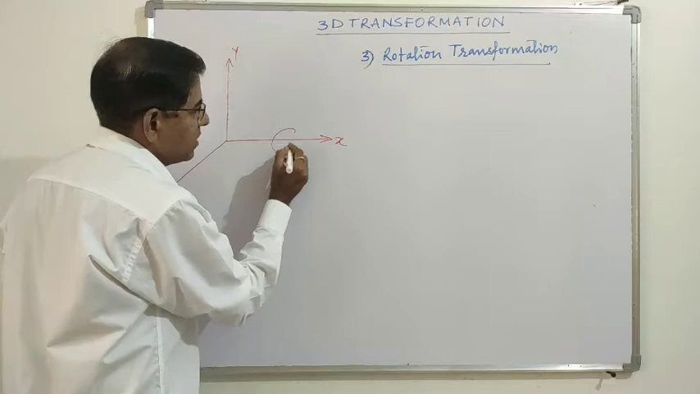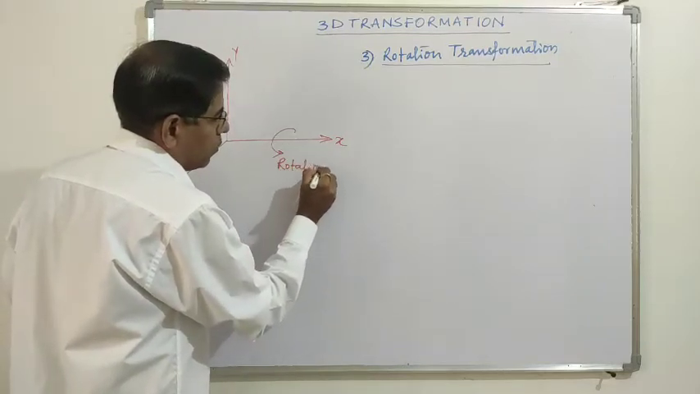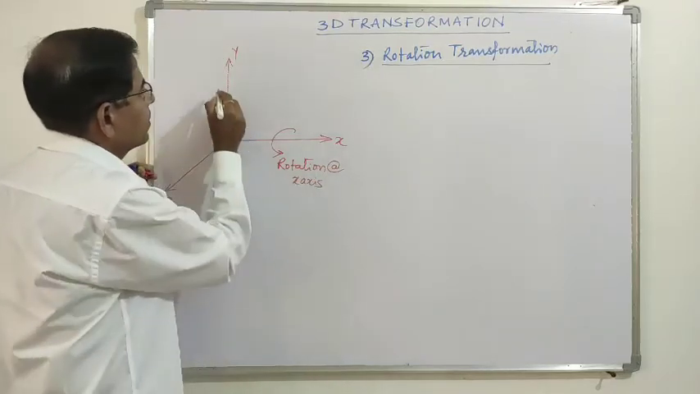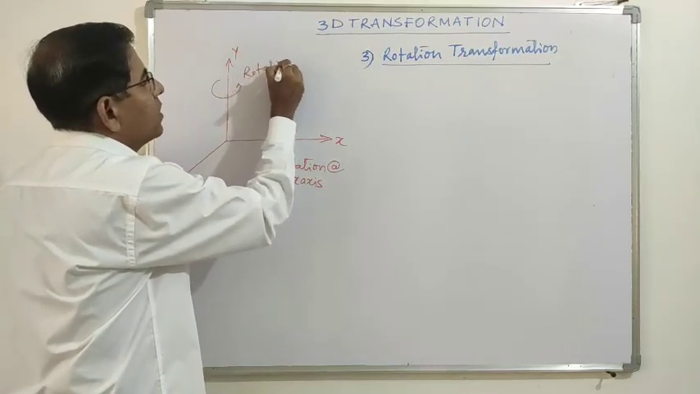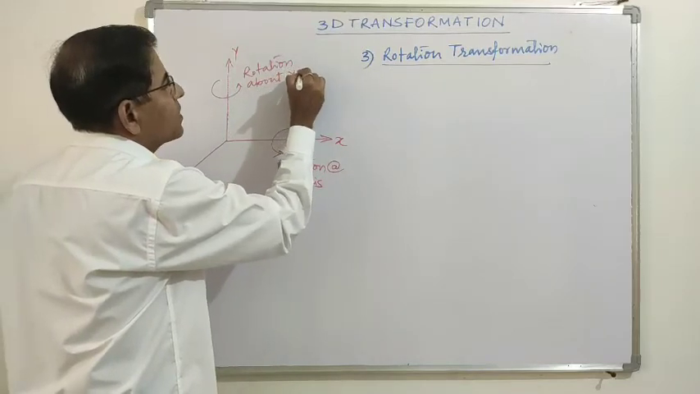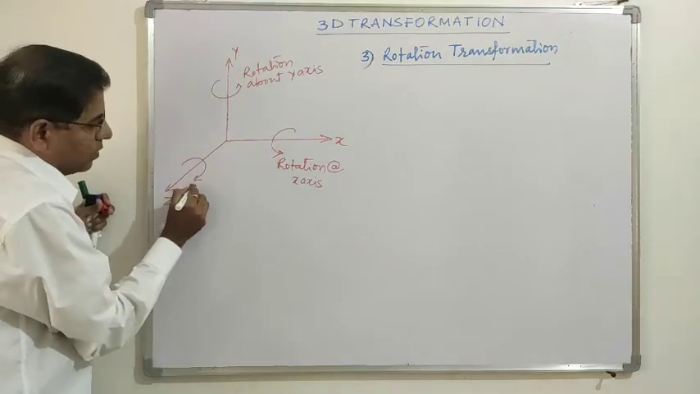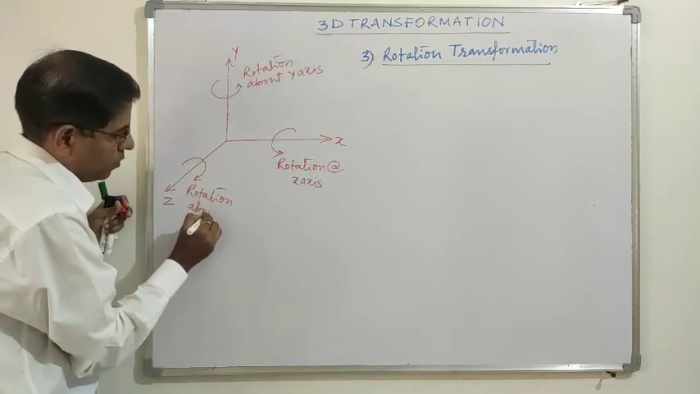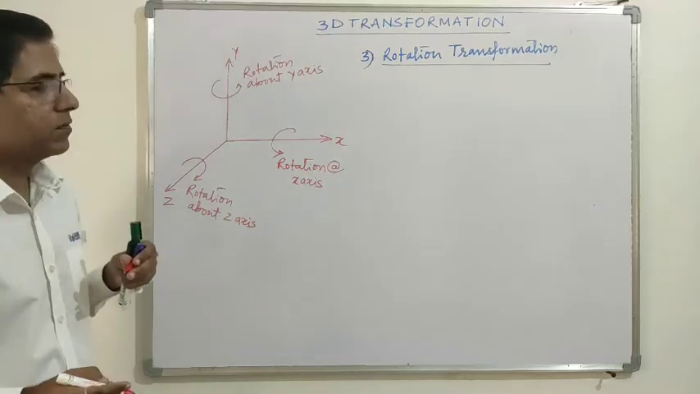So first we'll see rotation about x-axis. This is rotation about x-axis. This is rotation about y-axis, and this is rotation about z-axis, okay.